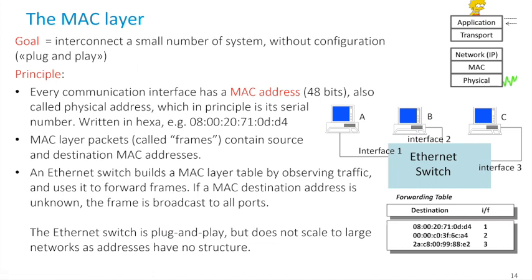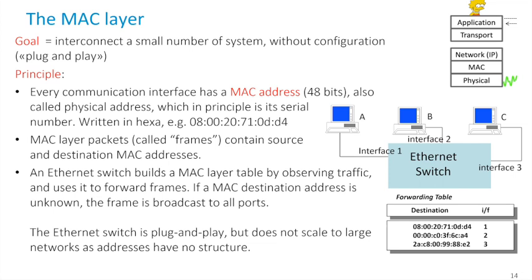The MAC layer was created at about the same time as the IP layer, but with very different requirements. The goal is to interconnect a small number of systems. There is no need for a large number of systems. And second, it should be completely plug and play, zero configuration. This differs from the IP layer, where there is a large number of configurations we need to do. We need to have a numbering plan in particular. Other than that, the principle is very similar.